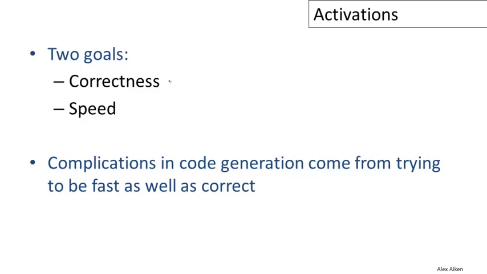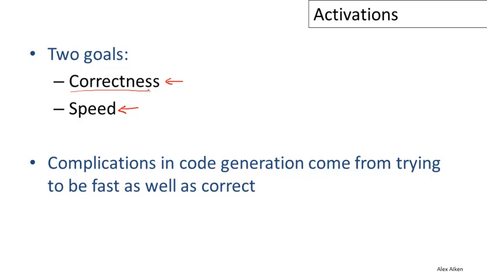One is to be correct, to generate code that actually faithfully implements the programmer's program. And the second is to be efficient, that code should make good use of resources, and in particular, we often care that it run quickly. And it's very easy to solve these problems in isolation.